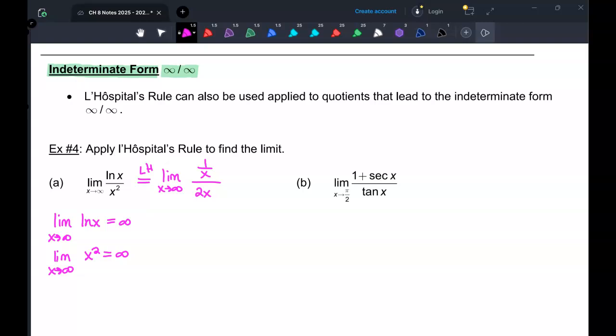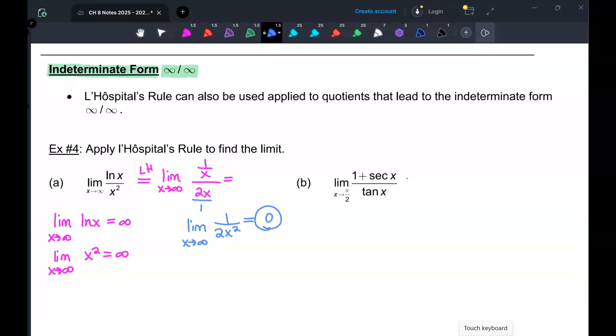I'm just going to rewrite this. Okay, so remember, put that over 1. Let me just write it down here. Limit as x approaches infinity. That's going to become 1 over x times 1 over 2x, or 1 over 2x squared. As x approaches infinity, we get 0.